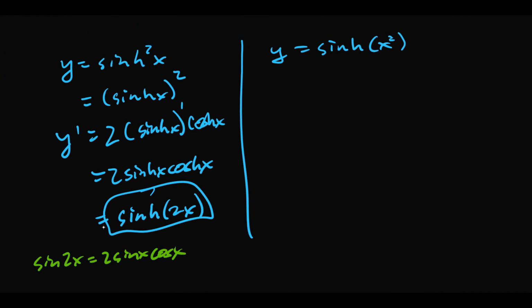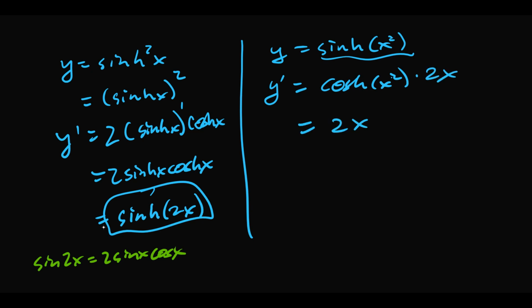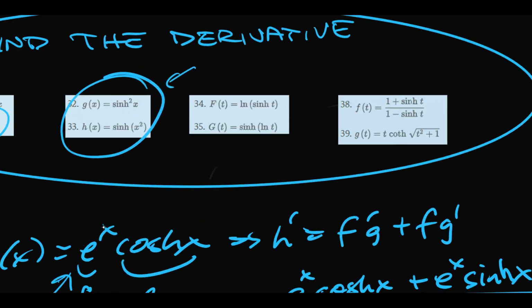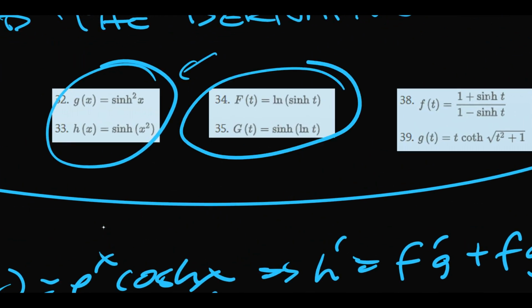When we take the derivative of it, it's the chain rule. So you take the derivative of the outside, hyperbolic cosine of x squared, with that plugged in, and now times the derivative of the inside, which is 2x. So it's just 2x hyperbolic cosine of x squared. And we're done. There we go. Now, let's look at this one that says natural log of t, and natural log, okay?